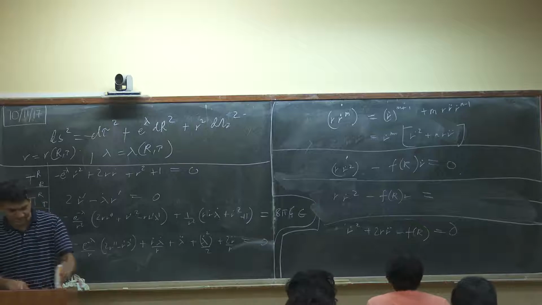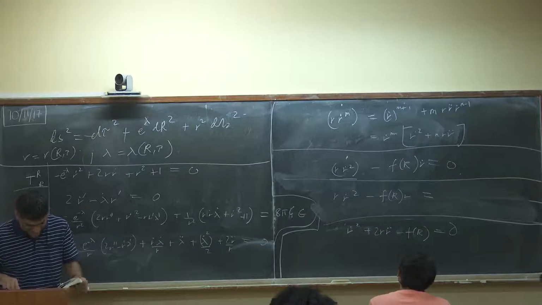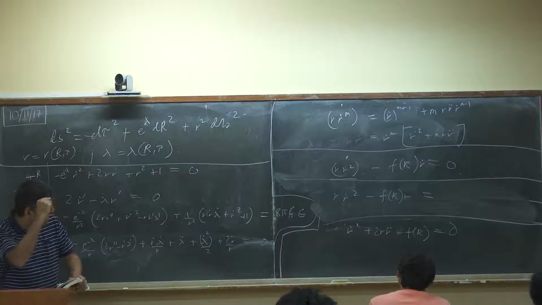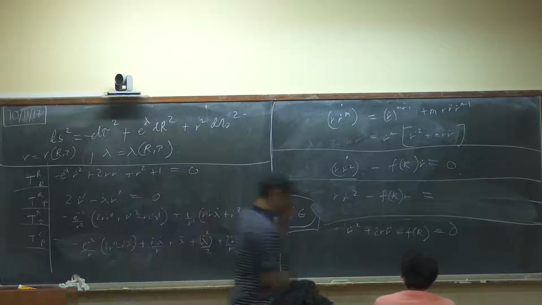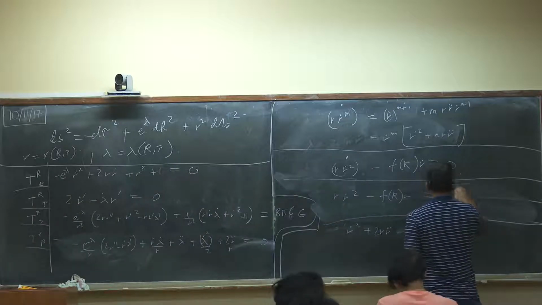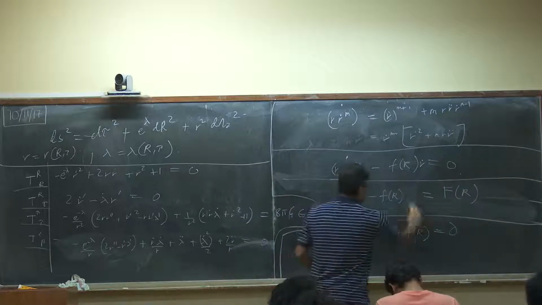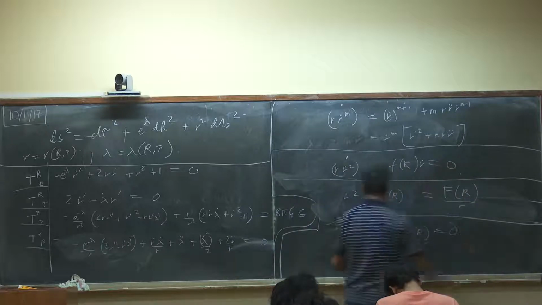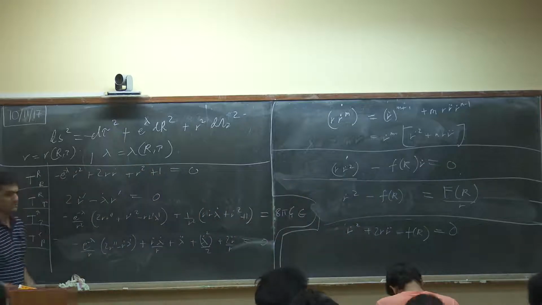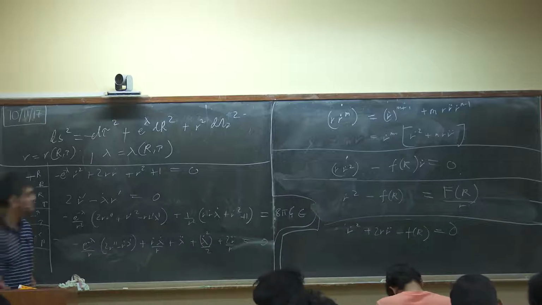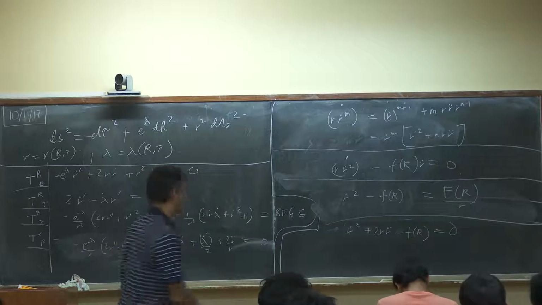Now we'll have to see what Landau-Lifshitz calls this function. He calls it capital F. This is some capital F of r, and therefore we can write this as this divided by r. All good? Excellent.